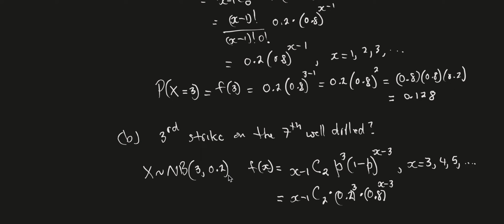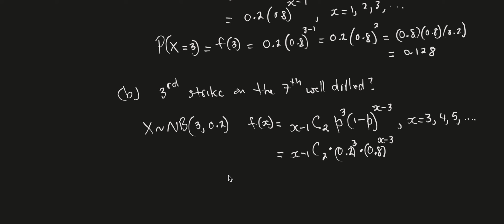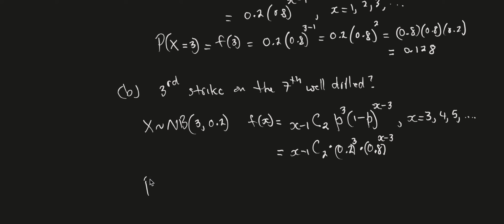And then if we plug our values in, we want to know what is the probability that x is equal to 7. So that is f of 7. So that's going to be now 6 choose 2, and then times 0.2 to the third power, and then 0.8 to the, what's that, 7 minus 3, so that's to the fourth power.